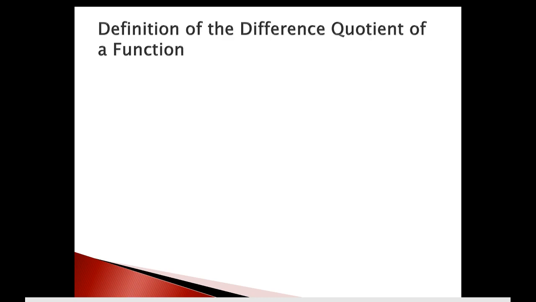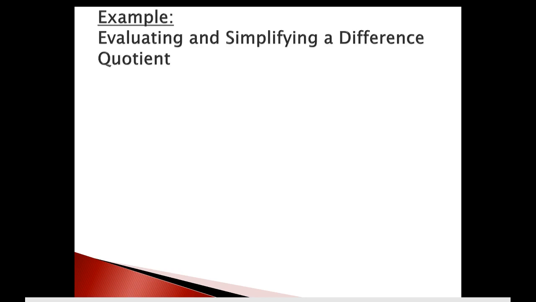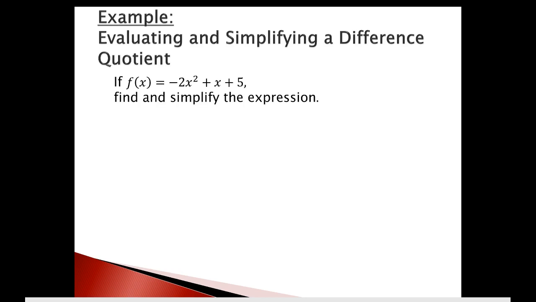Here we are going to define the difference quotient of a function. If we take the expression f of x plus h minus f of x over h, that is called the difference quotient of the function f. In this case, always the value of h is not equal to 0. Here it's given that f of x is equal to -2x squared plus x plus 5.